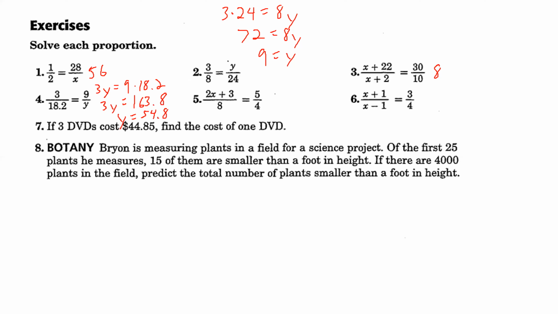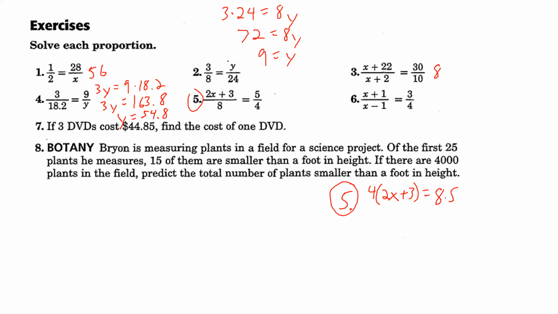All right, now we come to number 5. Number 5, you are going to have to distribute once you solve. Now, there's not really enough room to do it right there, so I'm going to do it down here. So here's going to be number 5. So number 5, we're cross multiplying. So I got 4 times 2x plus 3 is equal to 8 times 5.